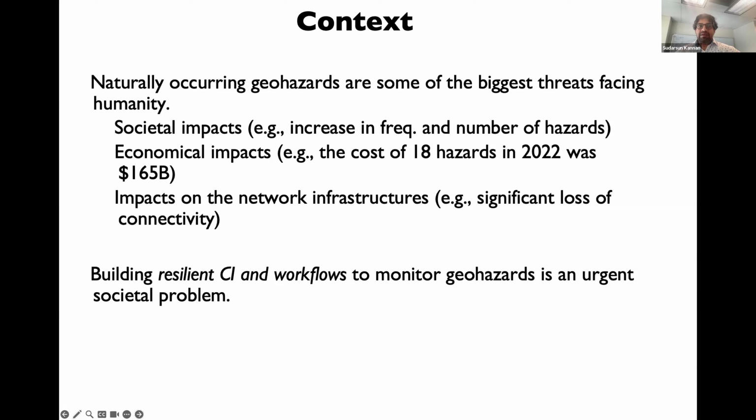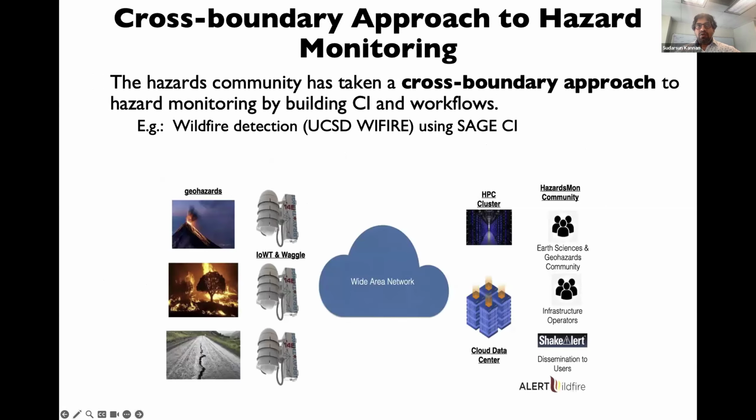As a cyberinfrastructure community, building resilient CI and workflows that support and monitor these geohazards is an urgent societal problem, and that's the focus of our work. What led us to this was our interaction with different groups that work on hazard monitoring, who have been deploying a more cross-boundary, heterogeneous approach to monitoring these systems. For example, there are computing elements near the actual site where these hazards could occur, such as edge nodes and a lot of sensors. They use wide area networks to talk with a local cloud or with HPC data centers, and the data eventually gets processed.